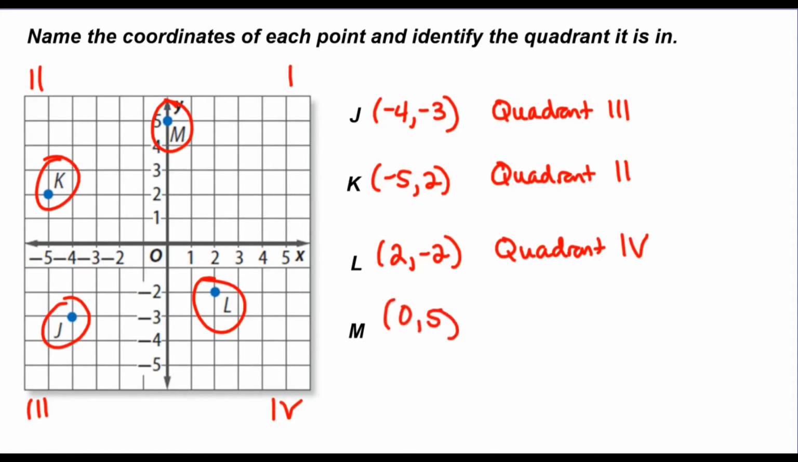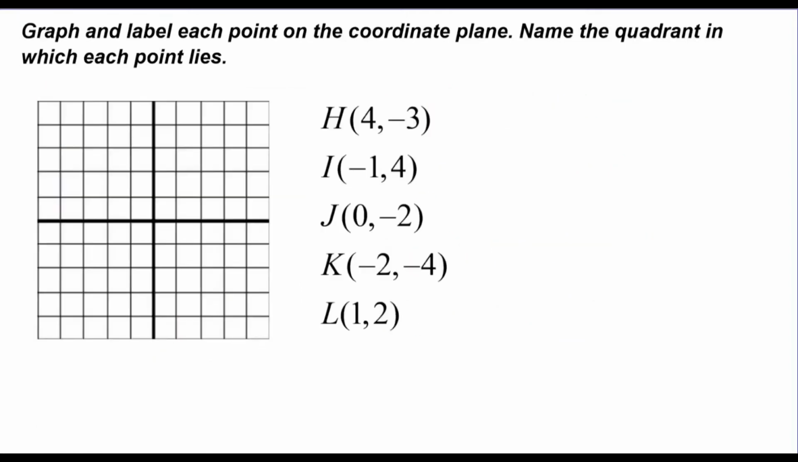Now this is interesting. What quadrant is M located in? It's in between 1 and 2, so we might be tempted to say 1 and 2, but it's actually in neither. If you're on one of the axes, the x-axis or the y-axis, you are not in a quadrant, so we would say no quadrant, or more specifically, we'll just say it is on the y-axis. So we'll indicate what axis it's on if it's not in a quadrant. So that's locating points and identifying what quadrant they're in.